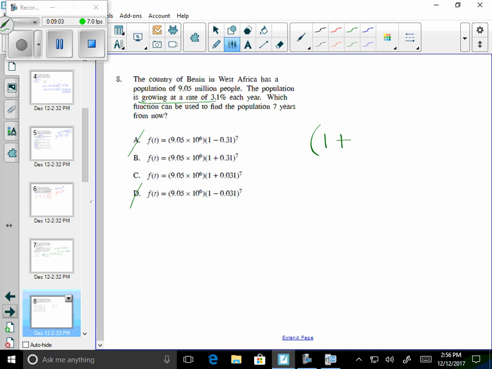So you can see all the scientific notations are exactly the same, so those don't really help us. The key to this point is 3.1% when converted to a decimal gives us 0.031. So between choice B and choice C, we are left with choice C because that's the one that has 3.1% converted to the correct decimal.